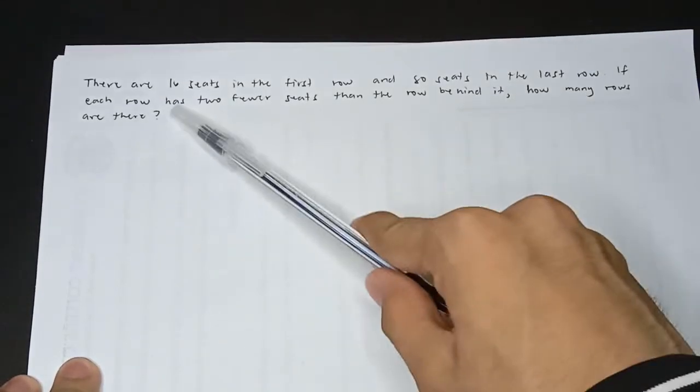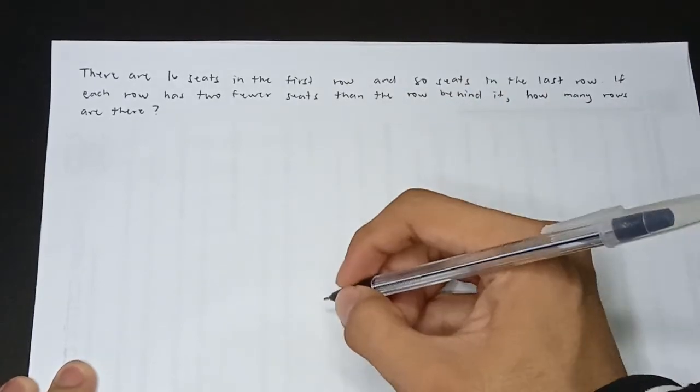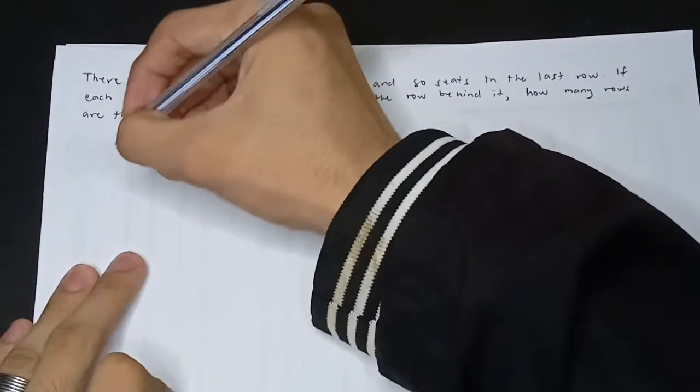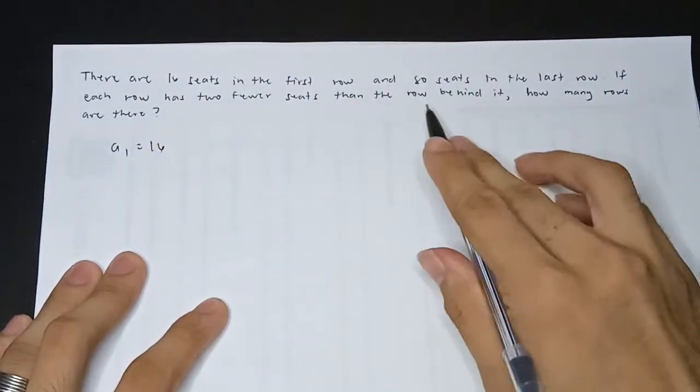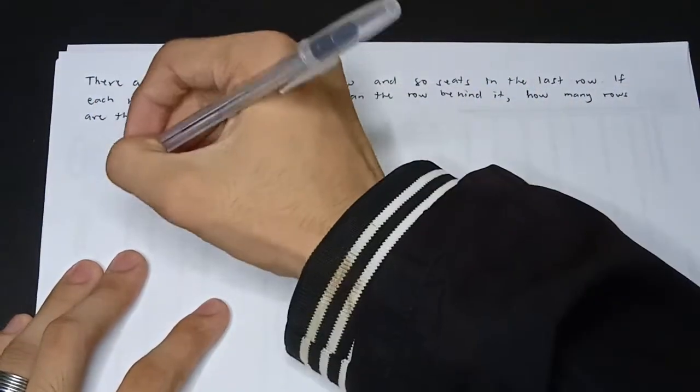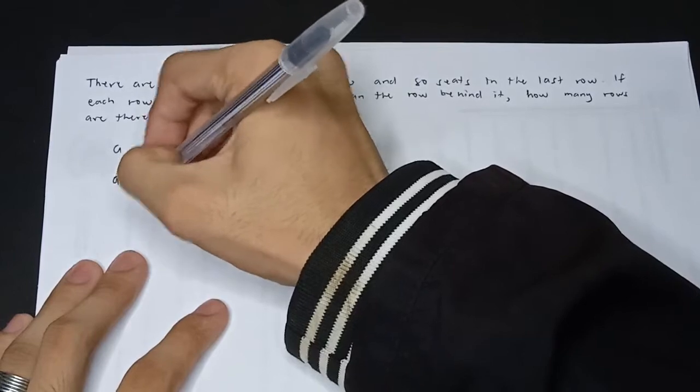So, ang given natin, meron na tayong 16 seats sa first row. Sulat agad natin yung given para hindi tayo malito. A sub 1 is equal to 16. And 80 seats in the last row. So, that is a sub n is equal to 80.